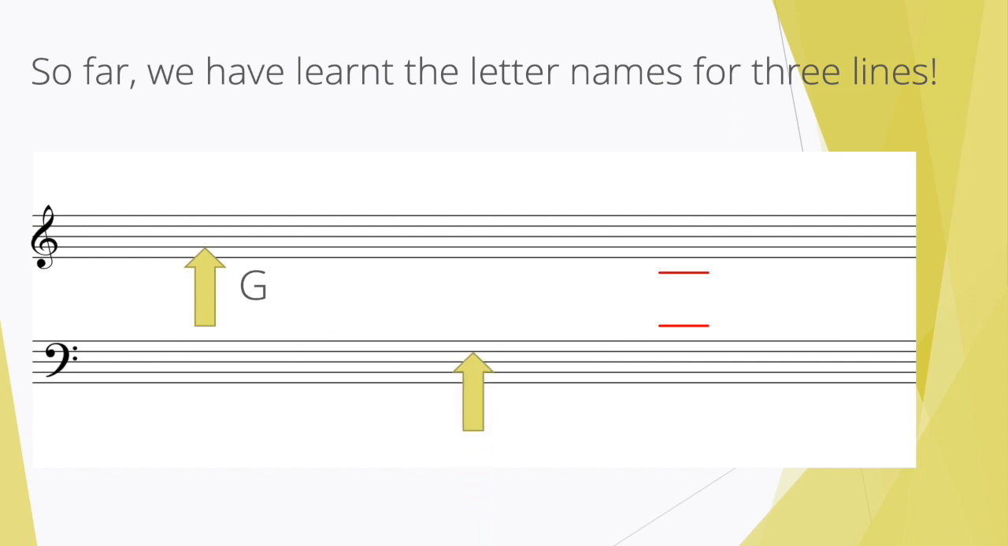The next letter name that we learnt was F, and it is the 4th line from the bottom of the bass clef stave, and it gets its name from the F clef which developed into the bass clef that we know today. And the last letter name that we learnt was C, and it belongs to these 2 help lines or ledger lines, and they became known as middle C.